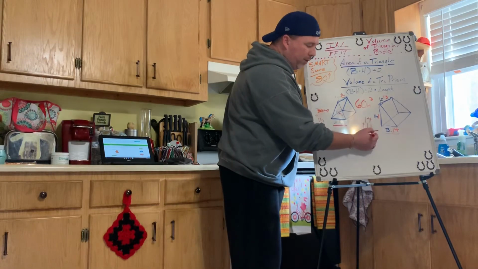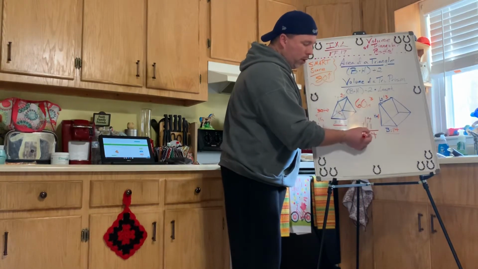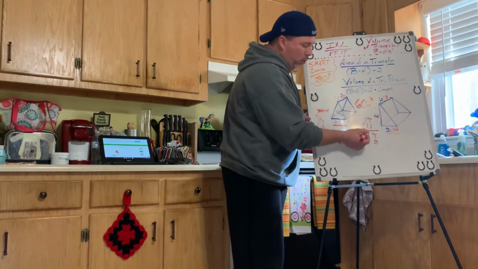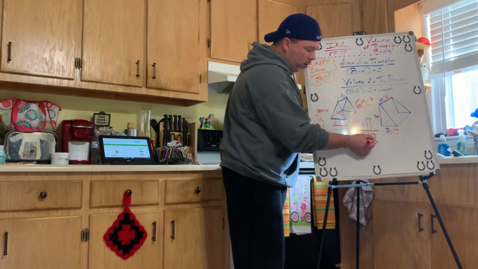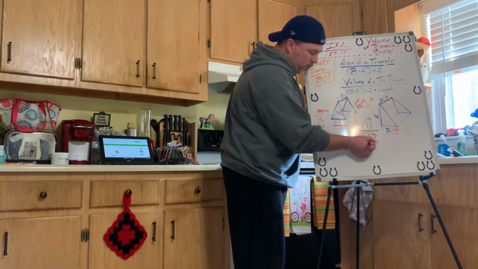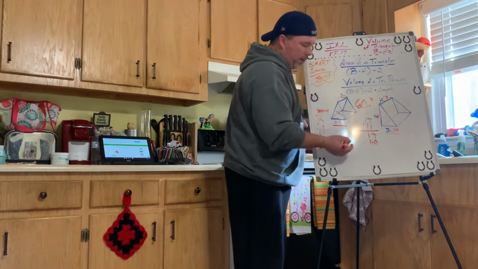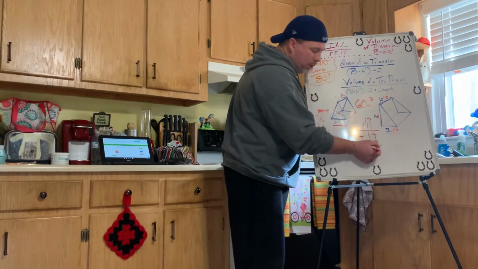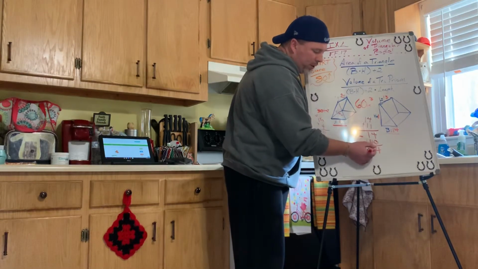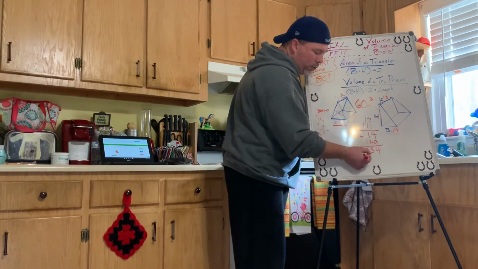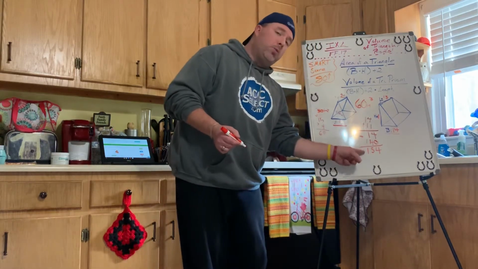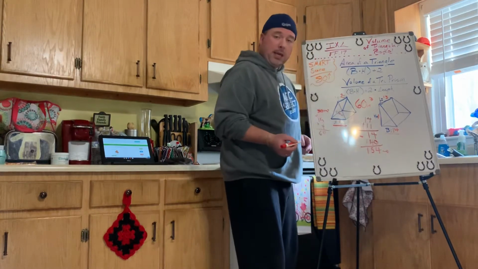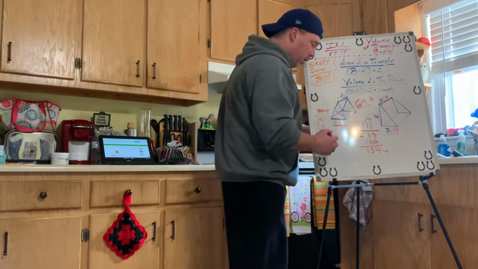1 times 4 is 4. 1 times 1 is 1. Okay, placeholder. 1 times 4 is 4. And then 1 times 1 is 1. And now we add those together. 4 plus 0 is 4. 1 plus 4 is 5. And then the 1 drops. Now that gives us 154. And now we have to split that in half. Because remember, you do the area first. So let's do that.